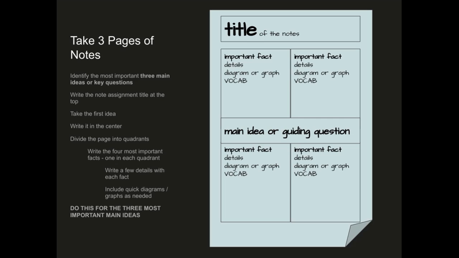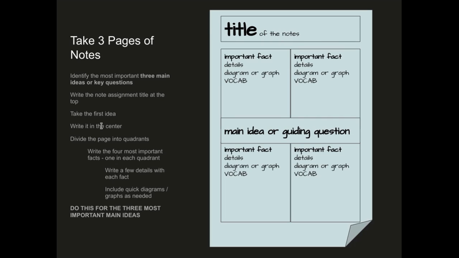So we're going to take 3 pages of notes. If you have a bunch of main ideas, you need to pick the 3 most important main ideas or the 3 most important key questions. And then you are going to write the title at the top. This is going to be like your assignment name.